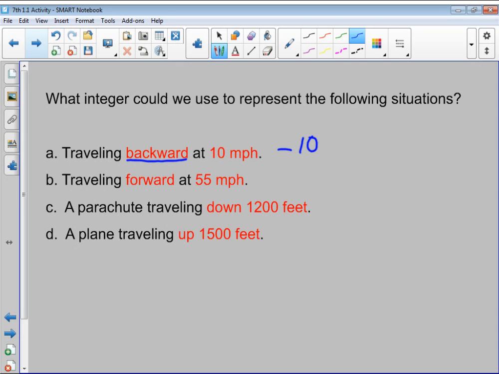Traveling forward at 55 miles per hour. Well, forward, that's a positive thing. So we're going to do positive 55 was the number that was used. One thing that I do want to point out is when integers are positive, we don't usually put the positive sign in front of them, but in this case, just so that I'm identifying whether it was positive or negative, I will be using that. A parachute traveling down 1,200 feet. So I want you guys to try that one on your own. And then also try letter D, a plane traveling up 1,500 feet.